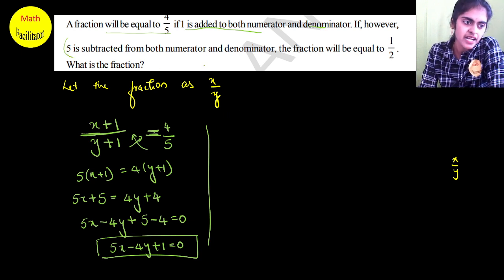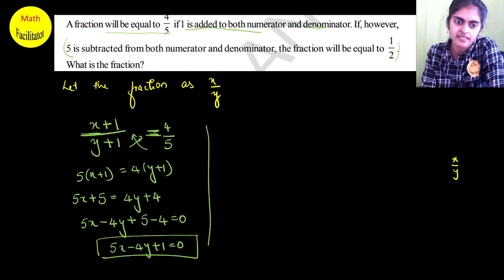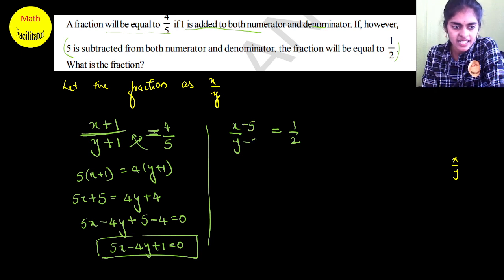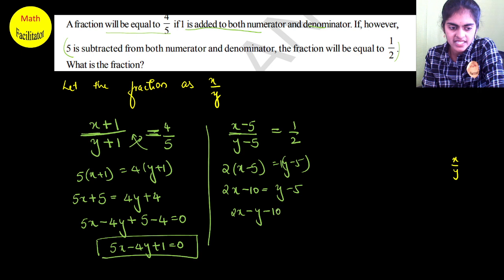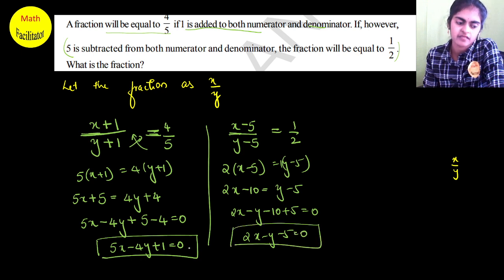However, 5 is subtracted from both the numerator and denominator, the fraction will become 1 by 2. So this is a fraction. This will become 1 by 2 when 5 is subtracted from numerator and the denominator. Now cross multiply. So 2 into x minus 5 is equal to 1 into y minus 5. So 2x minus 5 2s are 10 is equal to y minus 5. So take all terms to one side. So 2x minus y minus 10 minus 5 becomes plus 5 equal to 0. Or 2x minus y minus 5 equal to 0.